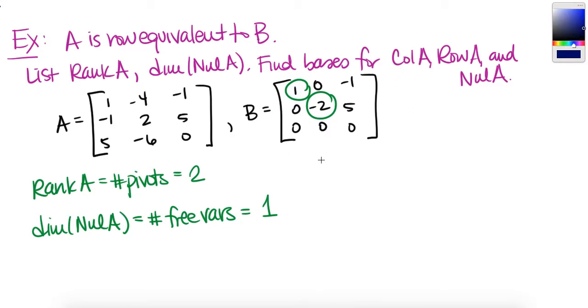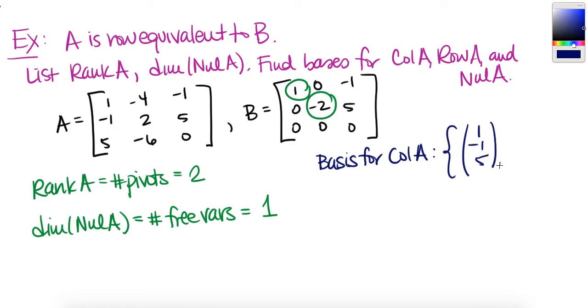So a basis for the column space. Let's do that first. Basis for the column space. You look at the pivot columns and then you go back to the original matrix. So first column, but in the original matrix, 1, -1, 5. And the second column is also a pivot. Go back to the second column in the original matrix. Okay, there's our basis for column space.